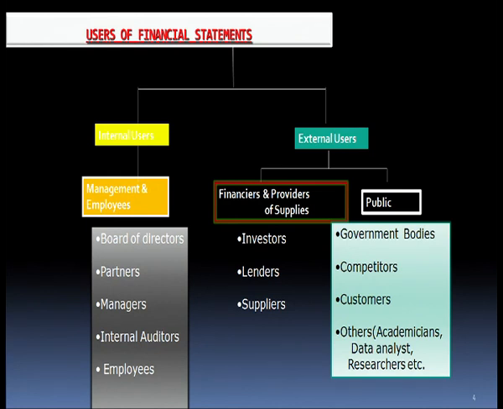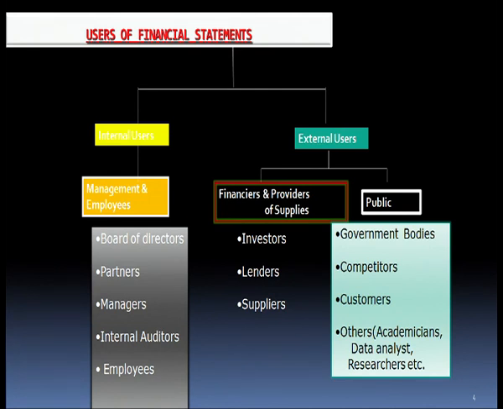Now, we look at the external users. External users are those who are in the macro environment, those who are outside the business unit, but they still need important information from you as to what the income statement and the balance sheet show about your business unit. These are all your financiers and your investors who have lent you credit, who have supplied you raw materials, inputs, intermediate goods on credit basis.